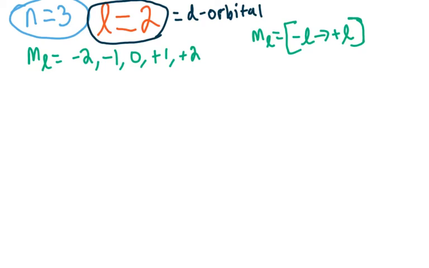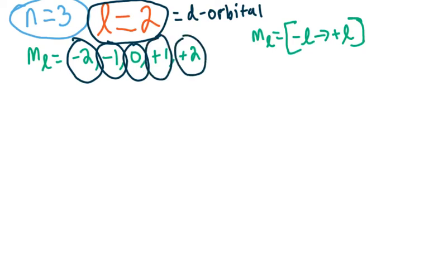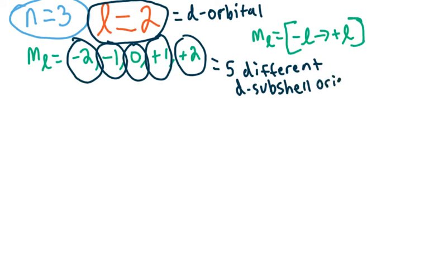And what do these numbers mean? These are distinct values. Each value represents an orientation. So based on these distinct values, we have 1, 2, 3, 4, and then 5. That means we have 5 different D subshell orientations, and each subshell orientation will hold 2 electrons. Remember we stated that in the previous slide? So 5 different D subshell orientations. All right, so now we know that.